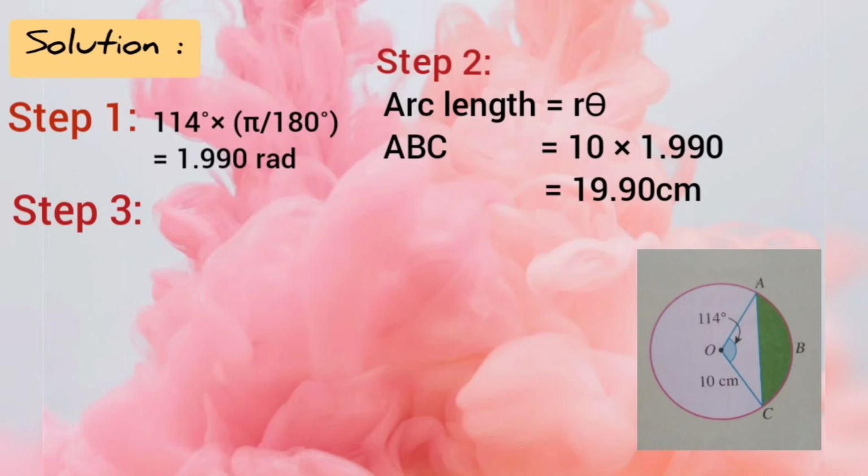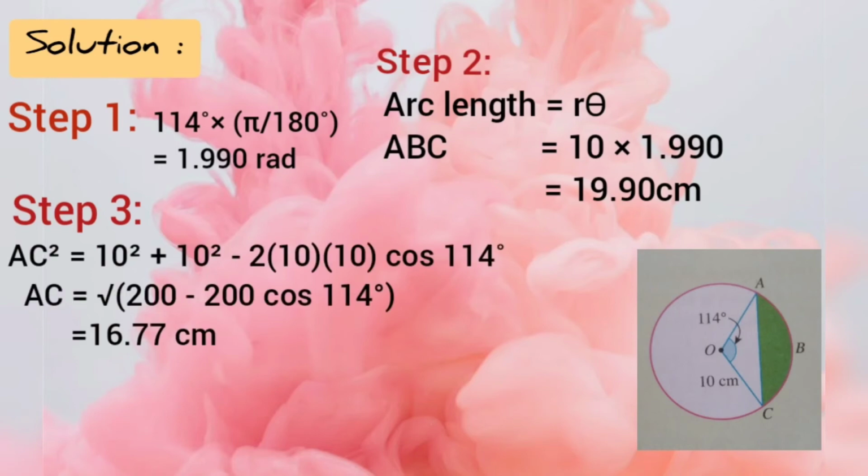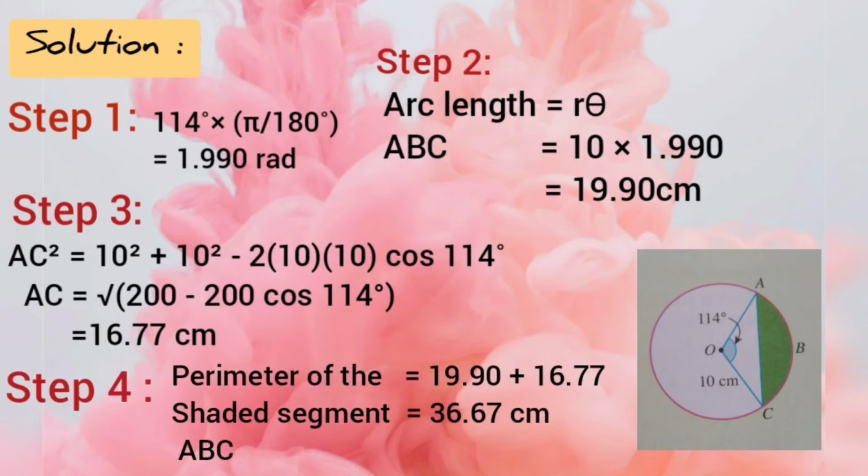Step 3. By using the cosine rule, which we have learned in Form 4, find the length of chord AC. Substitute all the values and you will get AC equals 16.77 cm. Lastly, sum up the length of chord AC and arc length ABC to get the perimeter. If you press your calculator, 19.90 plus 16.77, you will get the answer 36.67 cm. So, that is the value of the perimeter of the shaded segment ABC.